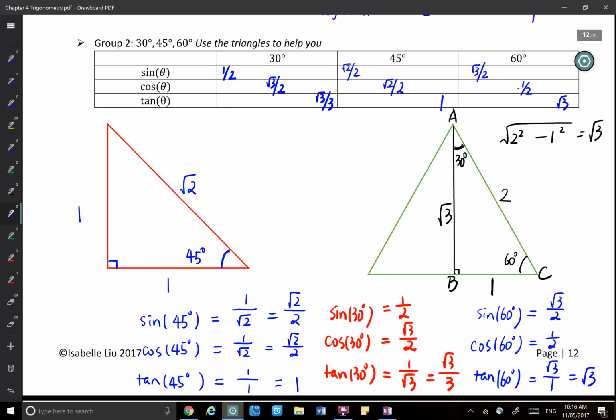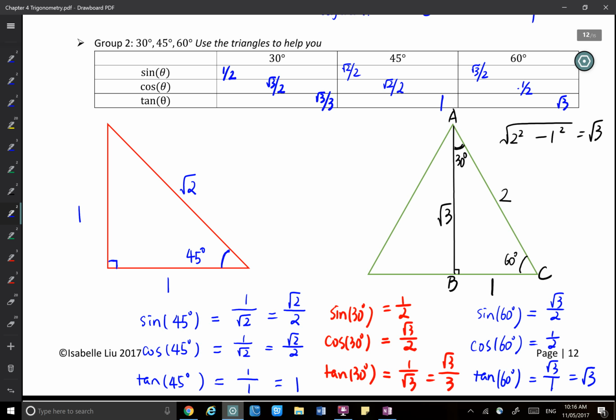Okay, that's the special angles. So we have 2 groups of special angles. One is all the angles that are multiples of 90 degrees: 0, 90, 180, 270, 360, and like 540, something like that. And the other group is 30, 45, and 60 degrees, which we worked out by this method.